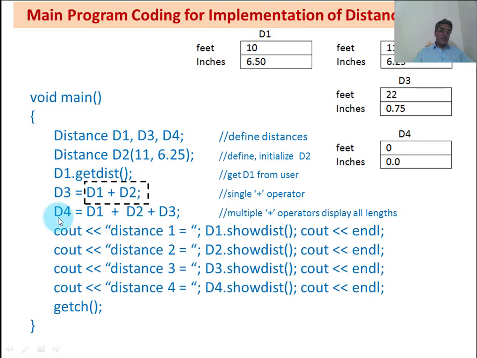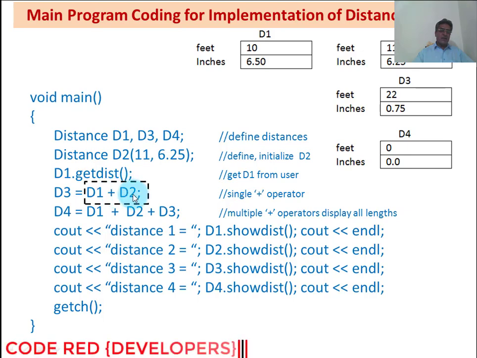Now the next line is a little bit more complex than the previous one, but we have understood the operation of a plus operator at this location, that is, D1 calls the plus and passes the value of D2.